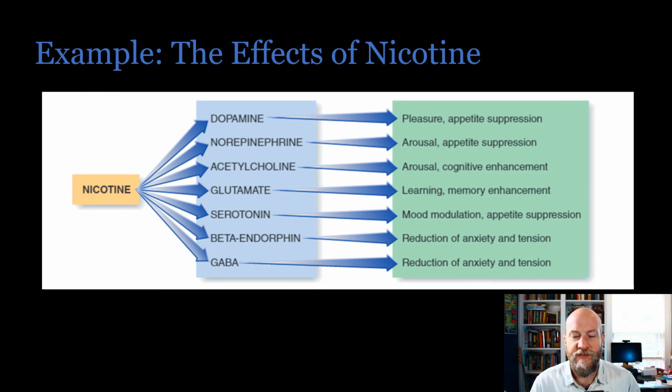So these are some examples of how nicotine can affect various different neurotransmitters in the brain. Now, we know that it affects some specifically, but it affects dopamine, norepinephrine, acetylcholine, glutamate, serotonin, beta endorphin, and GABA. As you see from the arrows here, these are all involved in various different aspects of brain functioning, everything from pleasure and appetite suppression to anxiolytic effects, to modulating your mood, to learning and memory. So it's never a simple one-way street or simple pathway. Things are often quite complex in how we're processing drugs in our brains.